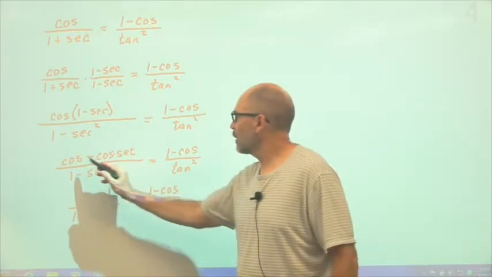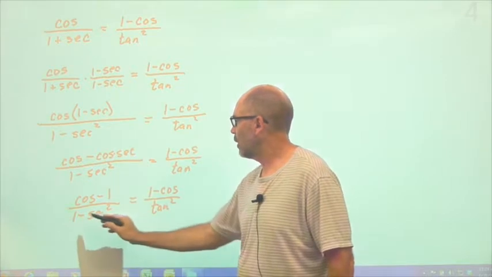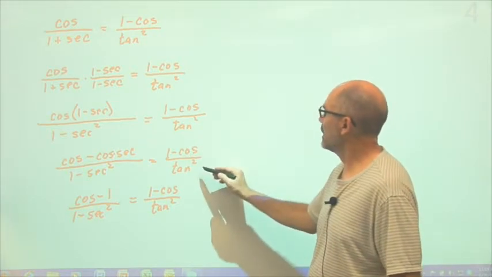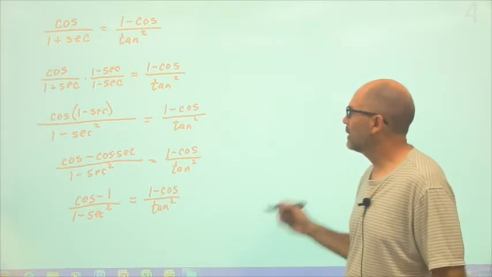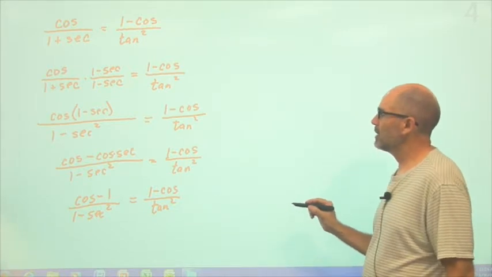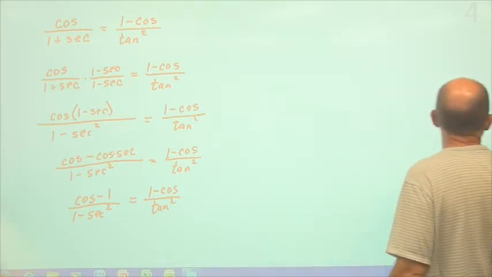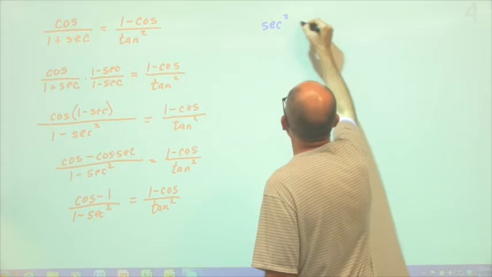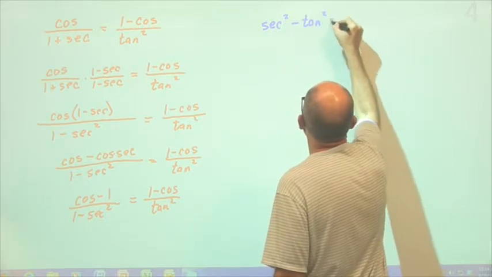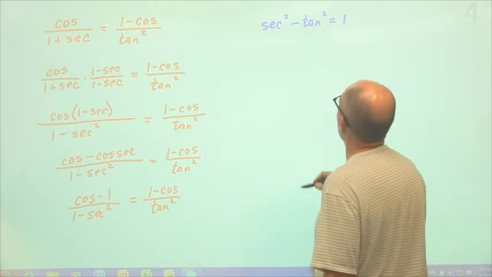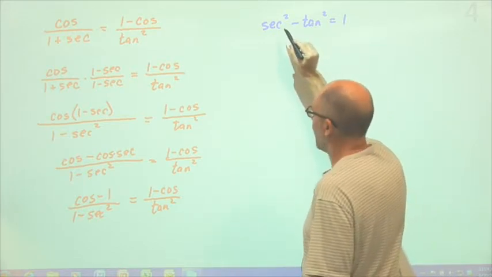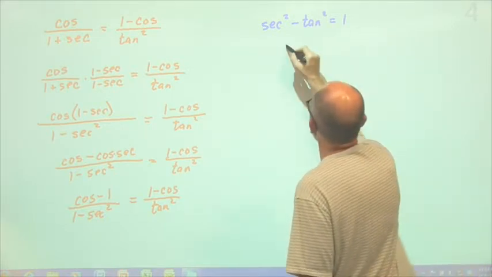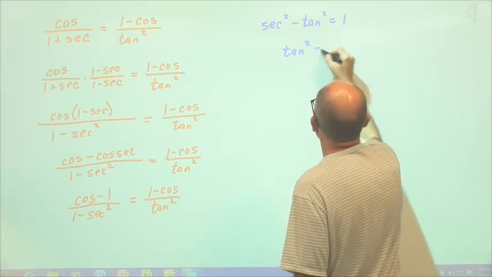So we have cosine minus 1 over 1 minus secant squared. And on the right, we haven't touched that. Okay, so now what I want to do is, I know that secant squared minus tangent squared equals 1. So tangent squared equals secant squared minus 1.